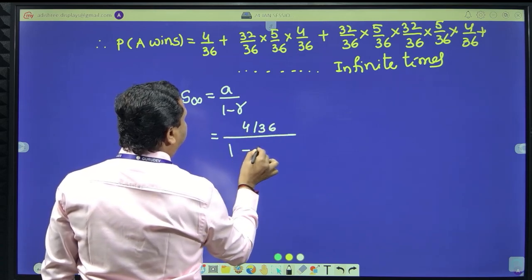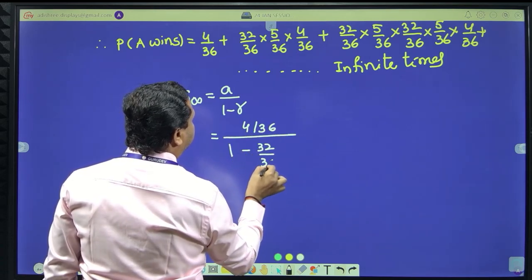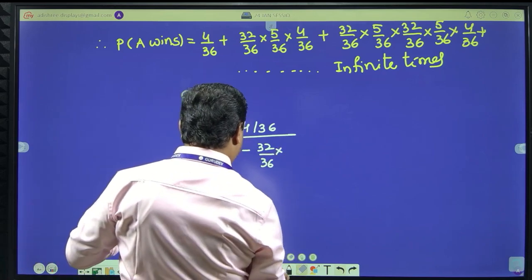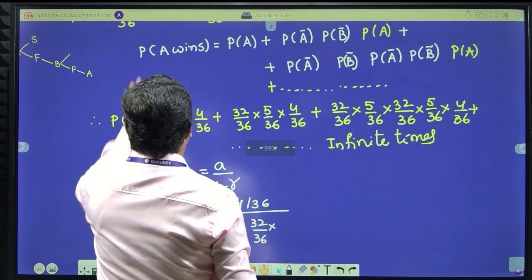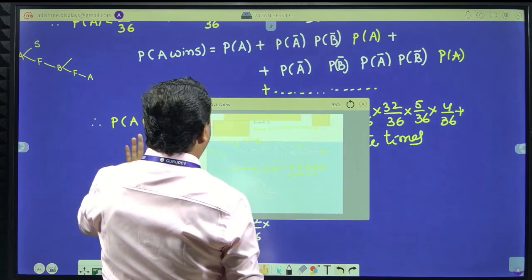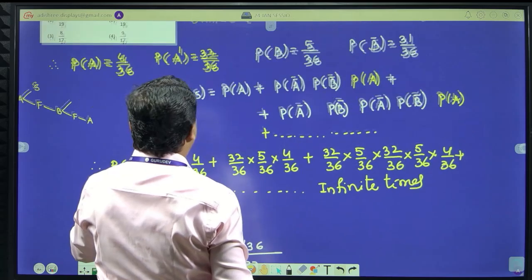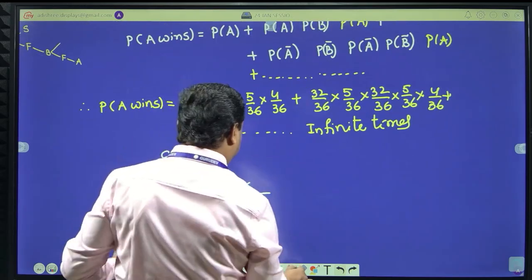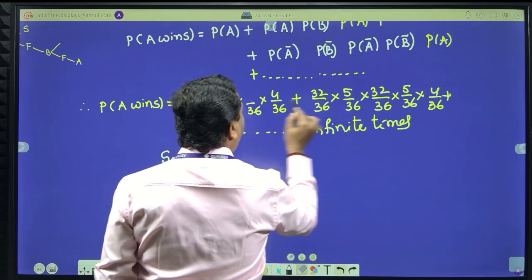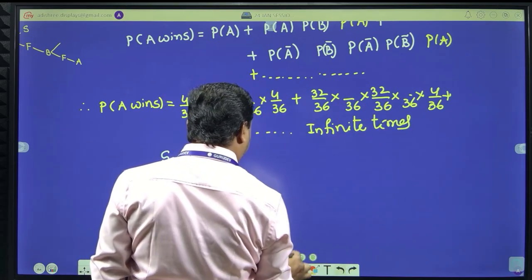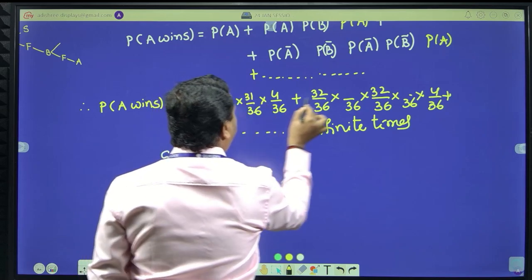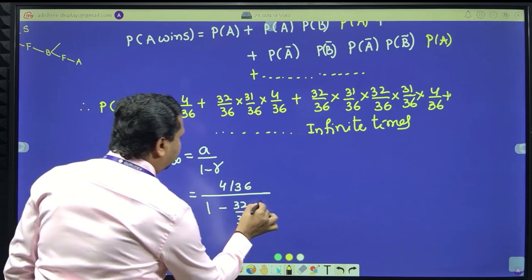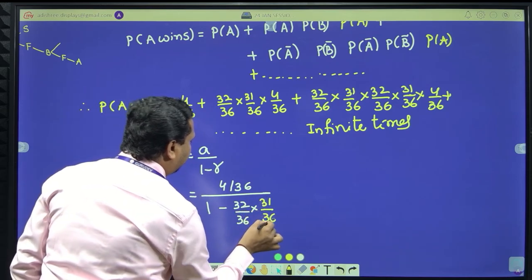What is the common ratio? 32 by 36 into, I think B complement is different here. What is B complement? B complement is 31 by 36. Yes, please note, B complement is 31 by 36. Wherever I have written 5, it should be 31 by 36 because it is B complement. Okay, so we'll get 31 by 36.